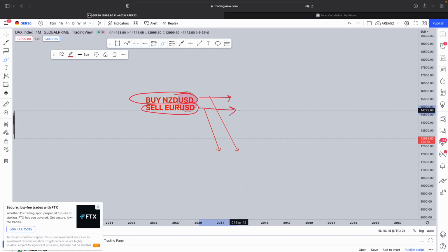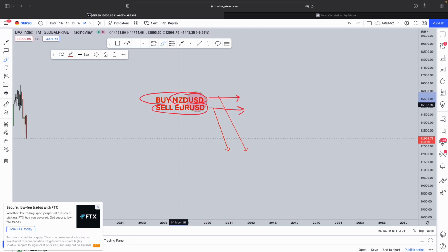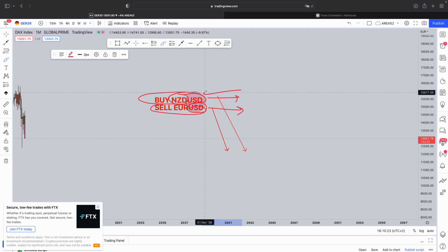Now, remember, there's another scenario over here. Let's say the fundamental data comes out and there's news for NZD and there's news for USD at the same time. The news comes out that the USD is going to increase in strength, right? And the NZD comes out also positive. It's also going to increase in strength.